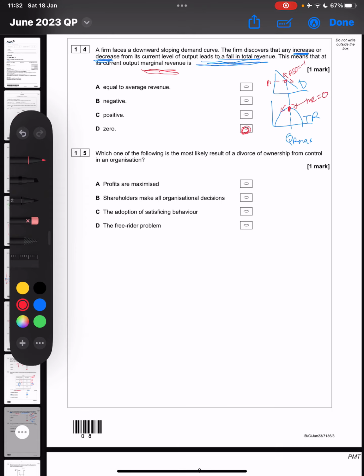Which of the following is most likely to result in a divorce of ownership from control? Okay, so the company should be pretty large. Oh, because they've divorced, right, there's going to be managers, as owners, they're different people, they've got to communicate, they've got to have the same incentives. And what tends to happen is that the people running the company can diverge from the profit maximizing incentive. They could try and maximize their own salary, or they could have concerns to please people. So I don't think as profits are maximized, shareholders make all decisions. No, this is now split. There's also the managers. Satisficing, that's about right.